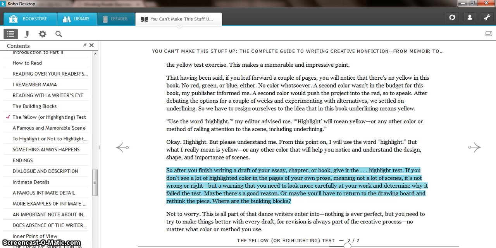Oh, and one more thing, just kidding, I am not done yet. I also wanted to show you this quote from a different chapter. It's in the highlighted part.